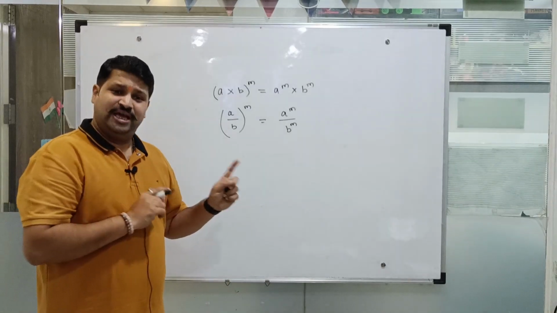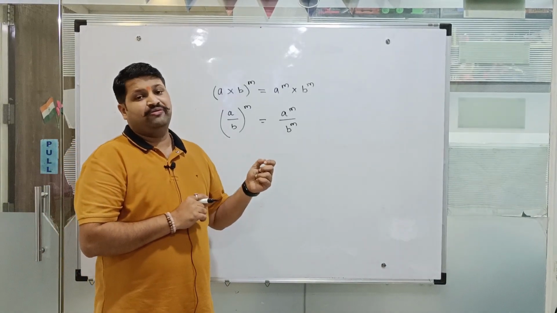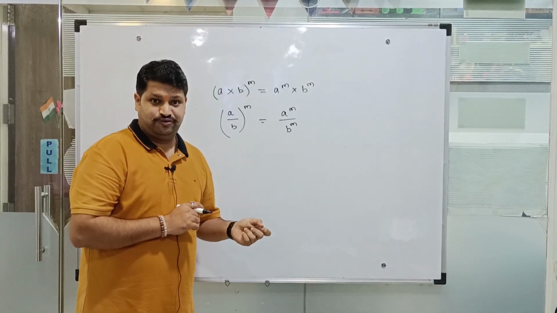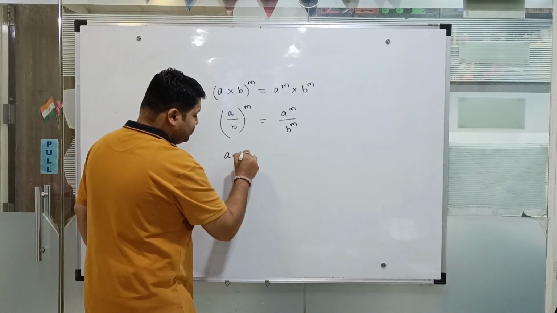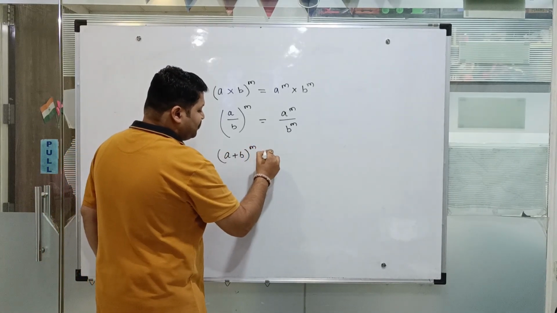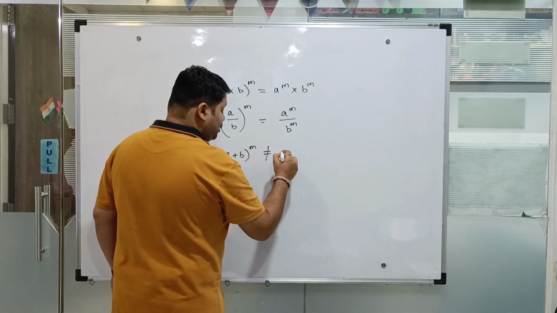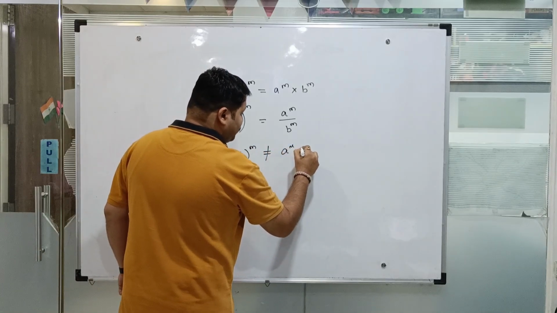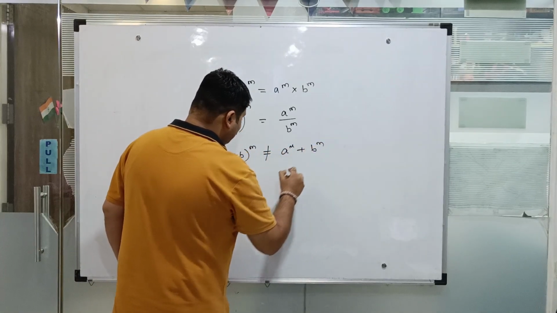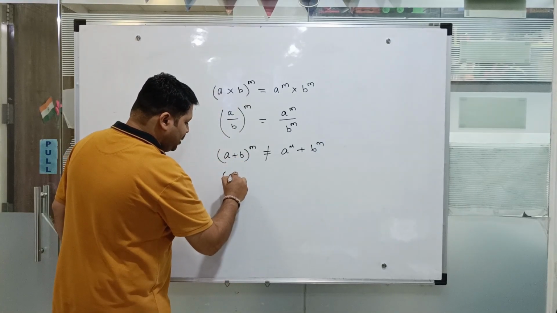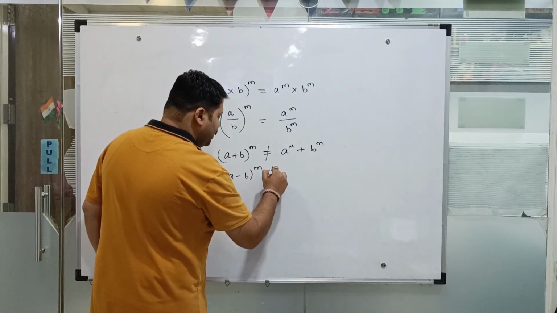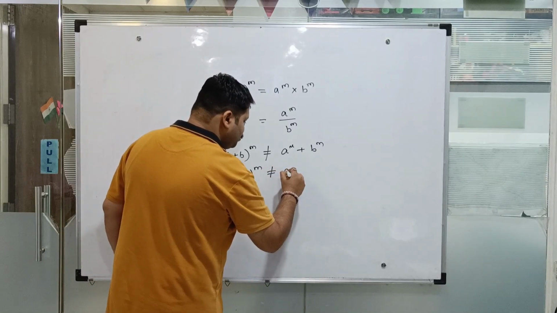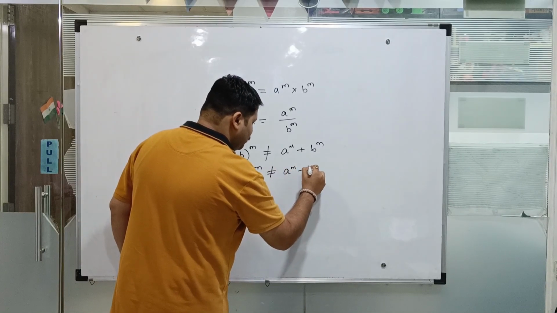However, the same thing would not be true when we are dealing with addition or subtraction of two numbers. If we have A plus B and we raise it to the power of M, then it would not be equal to A to the power of M plus B to the power of M. The same way, if it's A minus B raised to the power of M, then it would not be equal to A to the power of M minus B to the power of M.